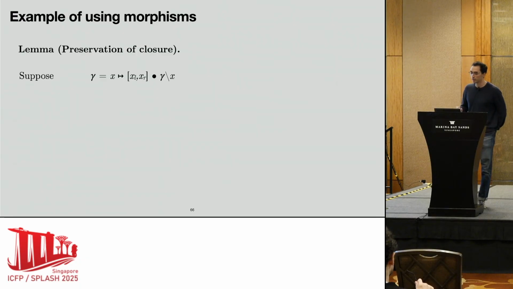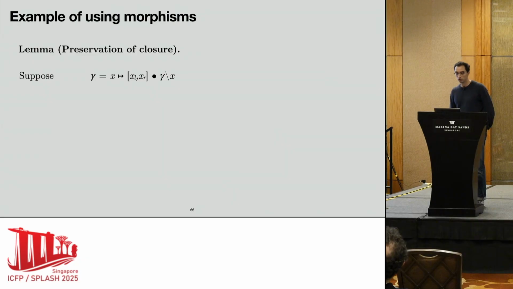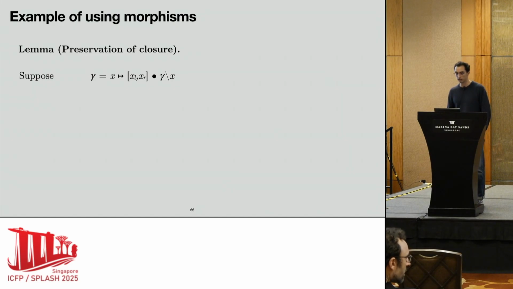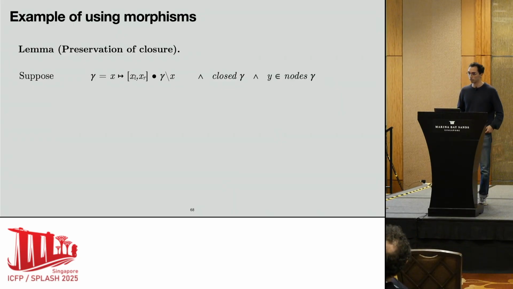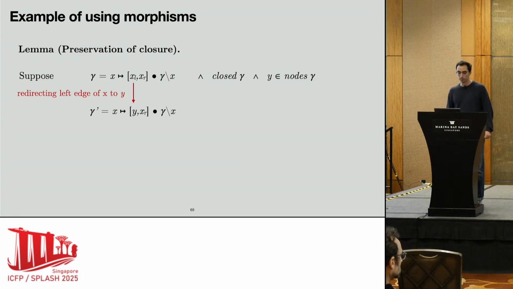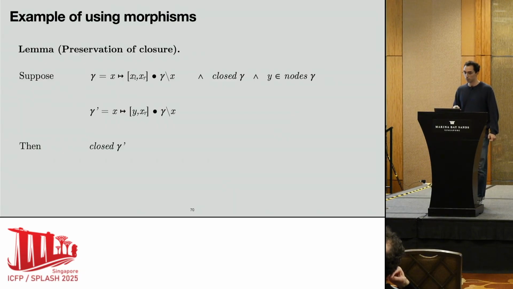So let's now see a concrete example of using morphisms in verification. We need to prove the following lemma about the preservation of closure. So we suppose we have a graph gamma such that x is in between the nodes with two outgoing edges to, let's say, xl and xr. We note that the graph is closed and that y is also in between the nodes. Now let gamma prime be the result of redirecting the left edge of x in gamma to point to y. The lemma says that this resulting graph is closed as well.